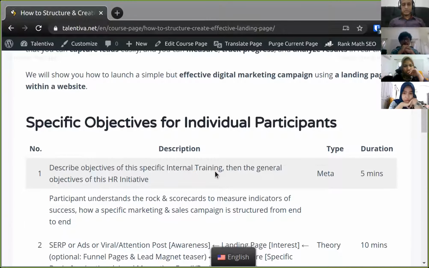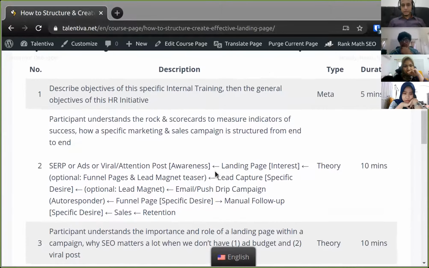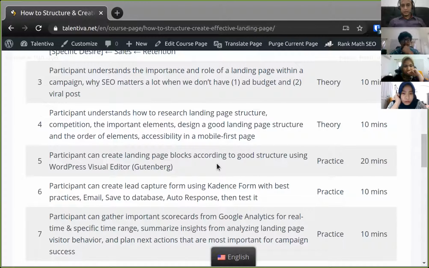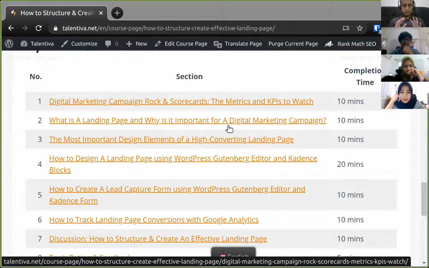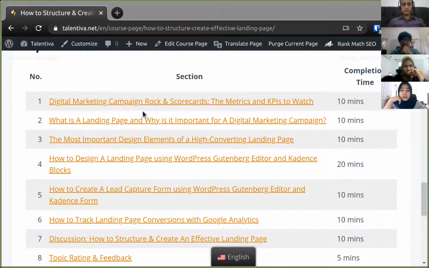So in this topic of training, I will show you how to launch a digital marketing campaign that is simple but also effective. And the primary technique is by using a landing page within a website. There are several objectives, but I will skip this to the syllabus. In this session, I will only present the first one, and that is the digital marketing campaign ROC and scorecards. What are the metrics and KPIs to watch?